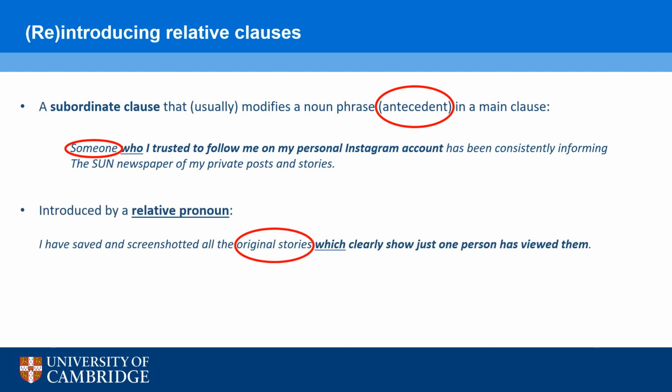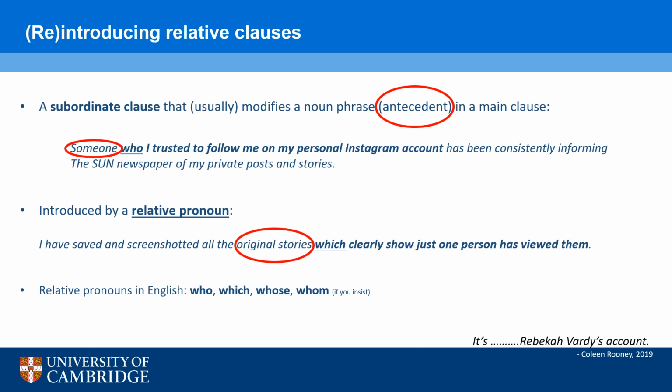Here is another example. I have saved and screenshotted all the original stories which clearly show just one person has viewed them. In English, there are a few different forms of the relative pronoun, namely who, which, whose, and whom, if you insist. I personally have to agree with Colleen Rooney in that first example that we don't really need whom anymore, but I have no doubts that some of you are going to disagree. Which form of the relative pronoun we use, in any case, depends on the antecedent, and we'll see more of this presently.